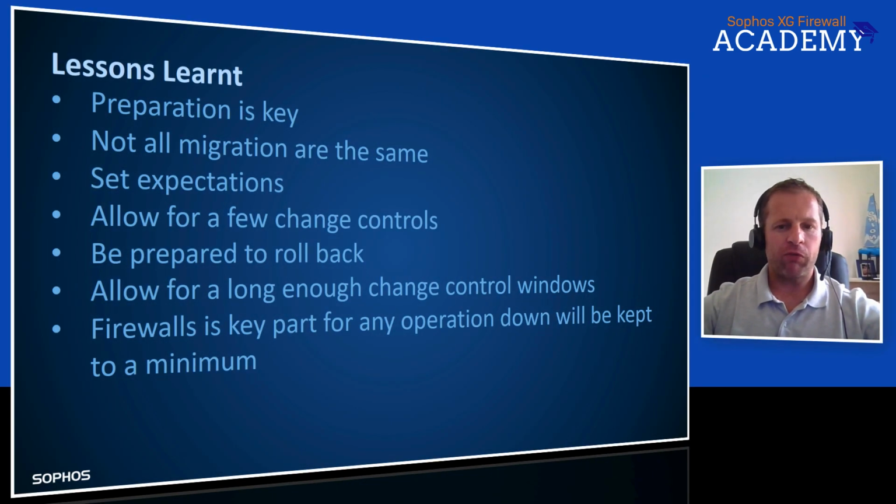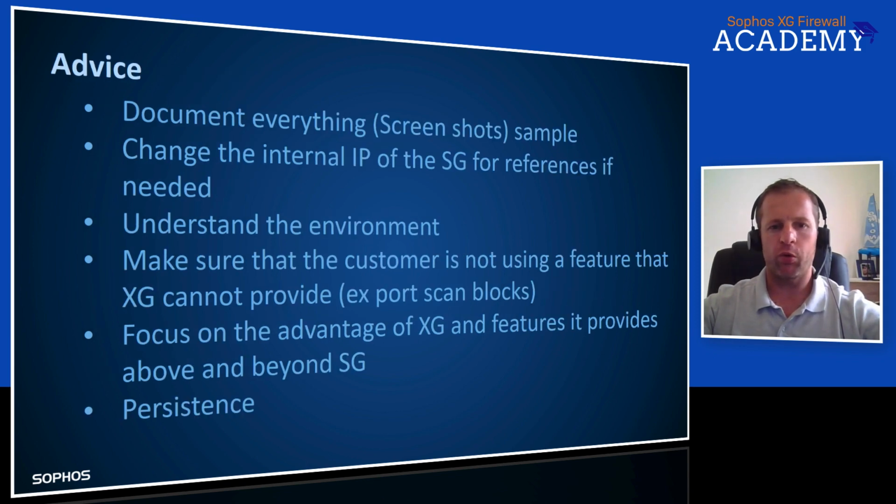What I'm saying by that is just leave the SG as is. To roll back is a pretty easy process. You just plug the SG back in and leave it the way it was. We didn't change anything on the SG. If we needed to roll back, we would just plug the SG back in and everything would be back online like it was. And then, like I said before, allow for long enough change control windows. The actual firewall is obviously a crucial part of a business, so you will get a short change window. So prepare well for your move to this.